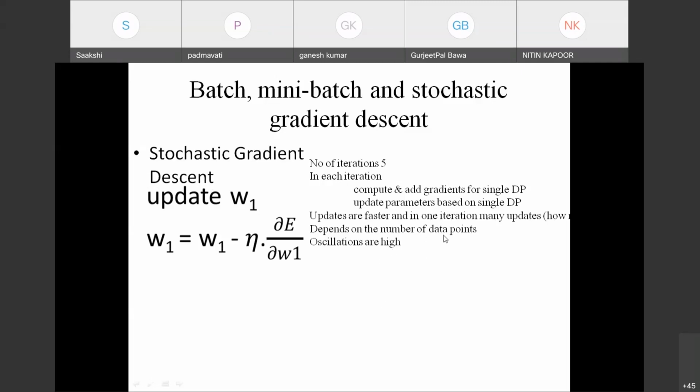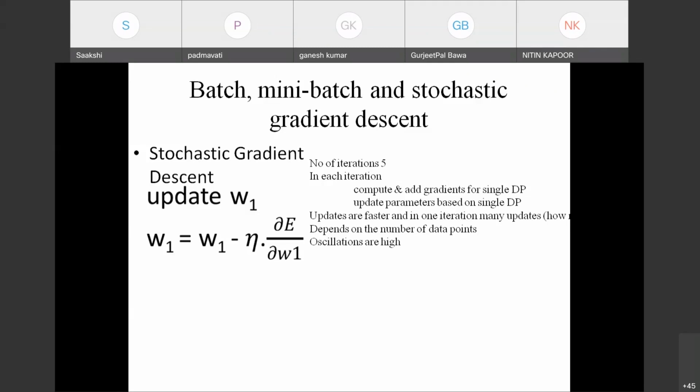How fast it is depends on the number of data points that we have. But here, oscillations are very high, right? It will not give smoother loss or cost values. Instead, for some data point, it drags towards the other direction. If I take the second data point and update, it drags towards some other direction. Still, we are going to converge; definitely we will reach near the global minima.